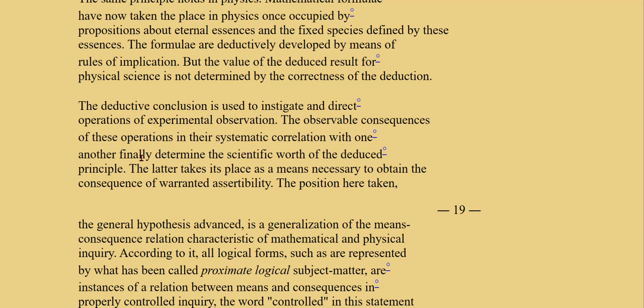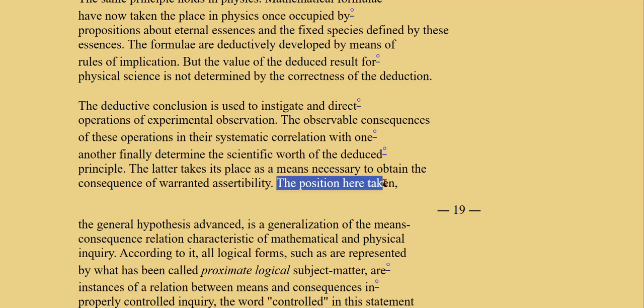So it's the observed consequences that ultimately matter in terms of verifying, or I guess maybe verifying is not the right word, but showing the scientific worth, as he says, showing the scientific worth of the deduction. The latter takes its place. So the deduced principle, I think, takes its place as a means necessary to obtain the consequence of warranted assertability. Yeah, so it's taking a view of postulates and propositions. We'll have this view of propositions as means rather than ends. So a proposition is not the end of inquiry, or it can be the end of inquiry, but it's not an ultimate end. It's a means for further inquiry. Propositions are means of inquiry. Postulates are means of inquiry, and sometimes also the outcome of inquiry, but those outcomes then are themselves means for further inquiry.